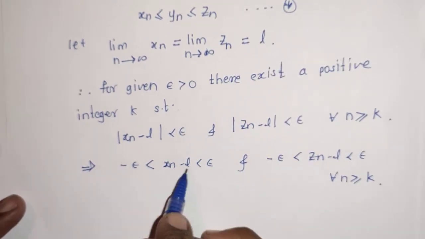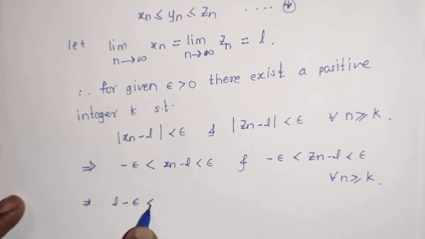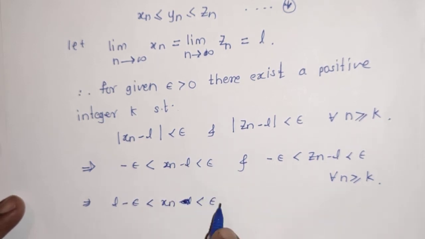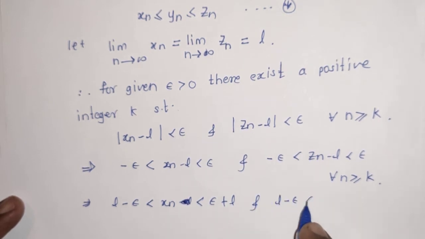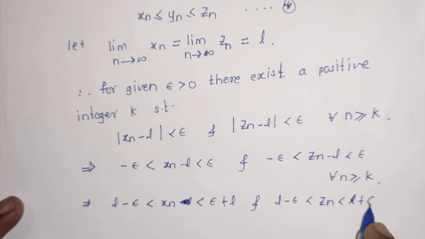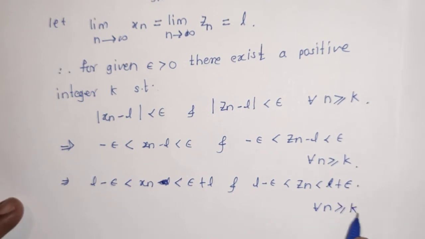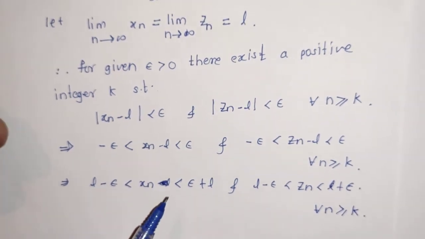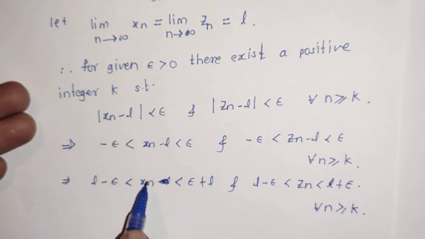Now if we add L on all these sides, we can write L − epsilon < xn < epsilon + L, since −L plus L gets cancelled. And again L − epsilon < zn < L + epsilon for all n ≥ k. Now from this we can write L − epsilon < xn.